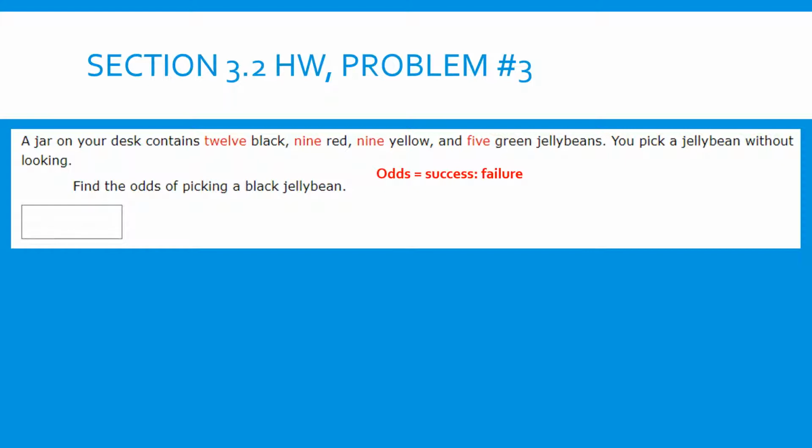So what is success here? Success is going to be if we pick a black jelly bean. So this is going to be the number of black jelly beans that are in the jar. Failure is going to be all of the other jelly beans. So you're going to add up all of the other jelly beans that are not black. Right, so not the total. This is just the number of all other jelly beans besides black.